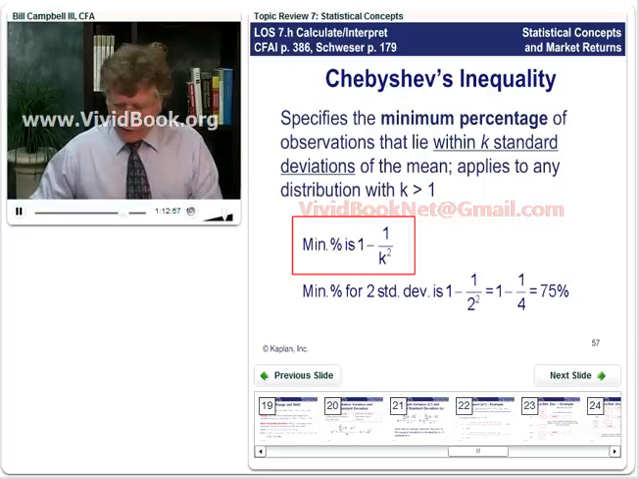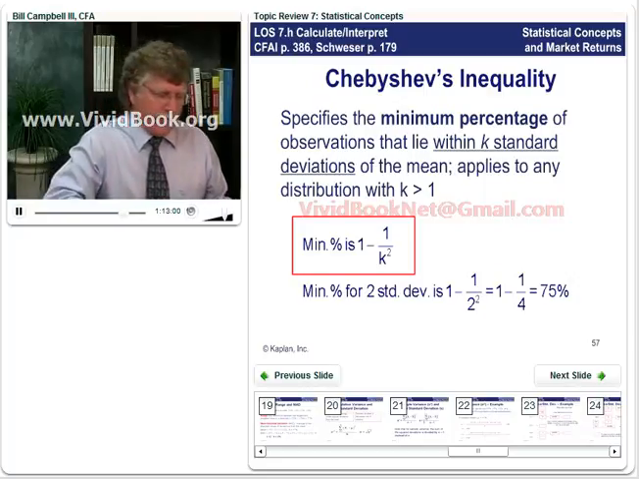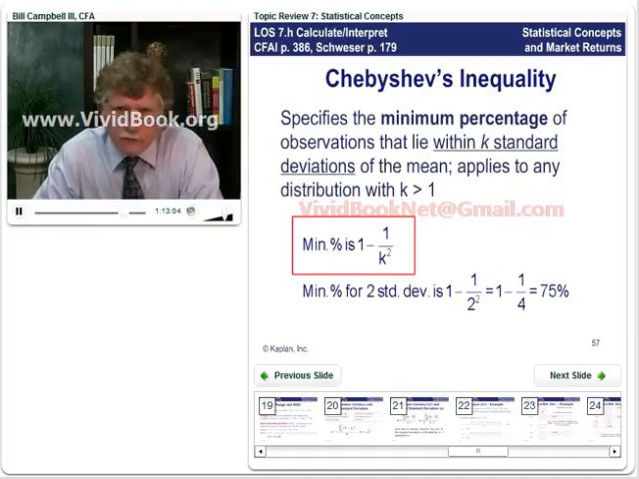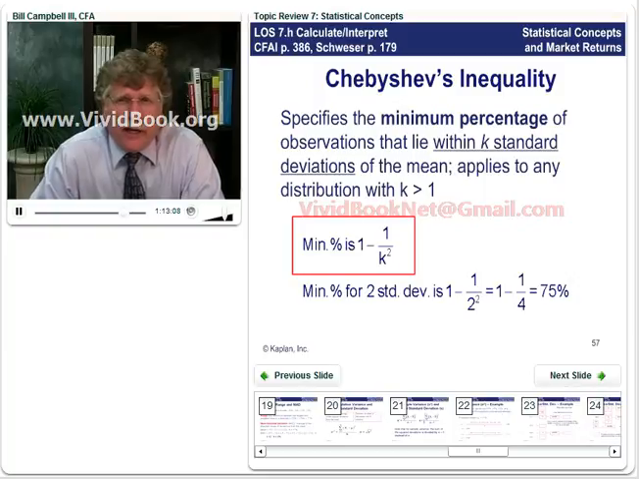All right, on to some more exciting stuff. Chebyshev's inequality. Chebyshev was a Russian mathematician. The way that we've written Chebyshev here, C-H-E-B-Y-S-H-E-V, that's only one of about 1,700 ways that you can write Chebyshev using English letters. He was a Russian mathematician who did a lot of work with statistics.